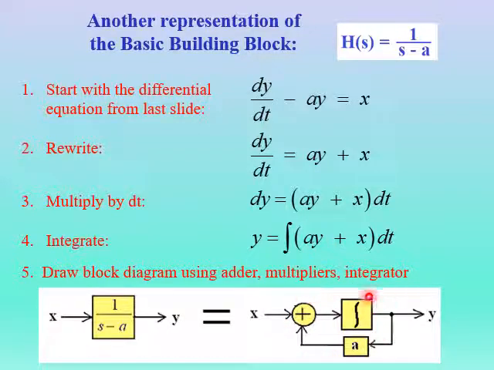This block diagram consists of an integrator right here, a multiplier, and an adder, and put together in this fashion, this makes the subsystem with a transfer function of 1 over s minus a.